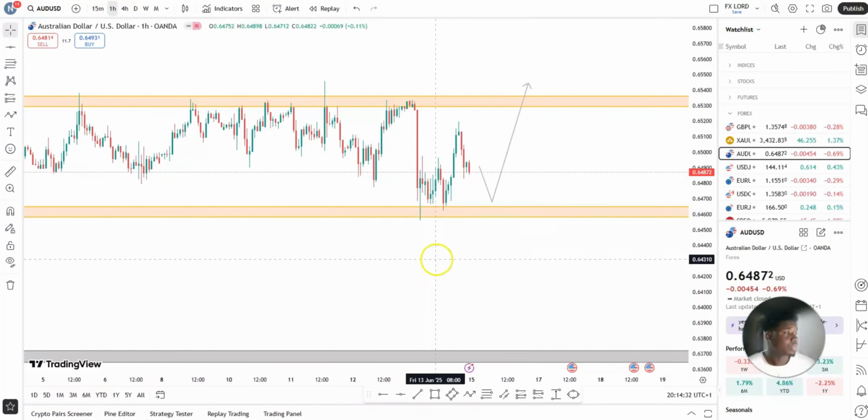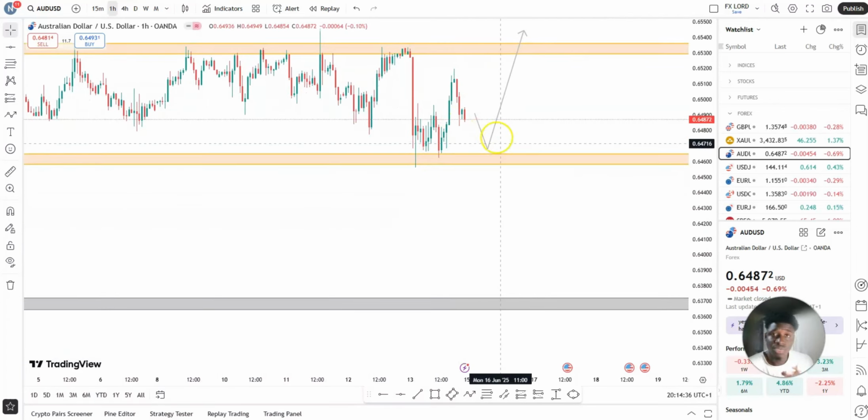So I'm not bearish. I'm only gonna wait for the retest of this level to happen before I get into the market.